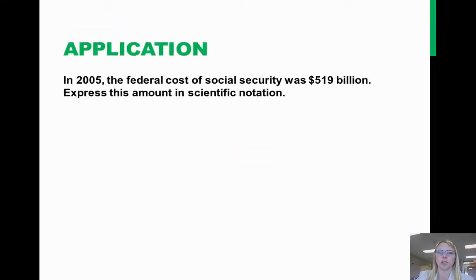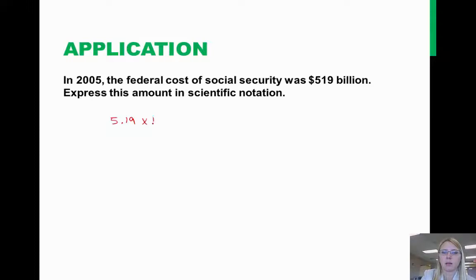Okay, so let's look at an application problem using scientific notation now. In 2005, the federal cost of Social Security was $519 billion. It says express this in scientific notation. So I'm going to write this as 5.19 because we can't say 519 in our scientific notation. It needs to be between 1 and 10.